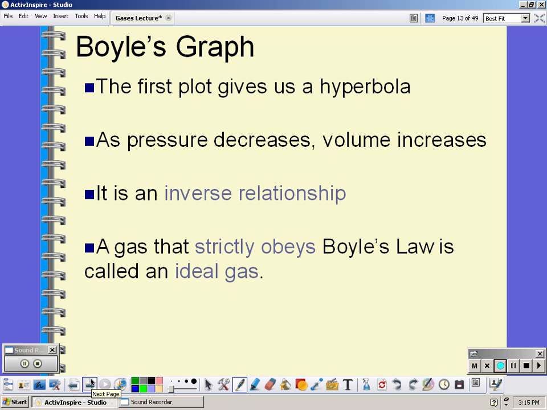And a gas that obeys Boyle's law is called an ideal gas, and at the end of this unit we'll really talk about what happens when it's not an ideal gas, but for right now we're just going to assume that all the gases we talk about are ideal.